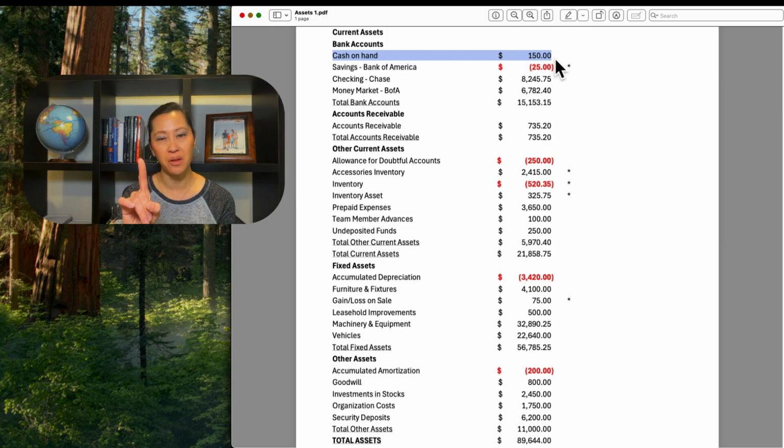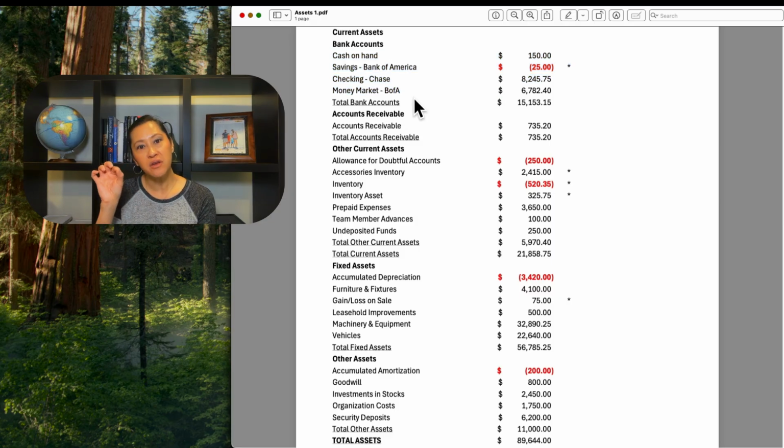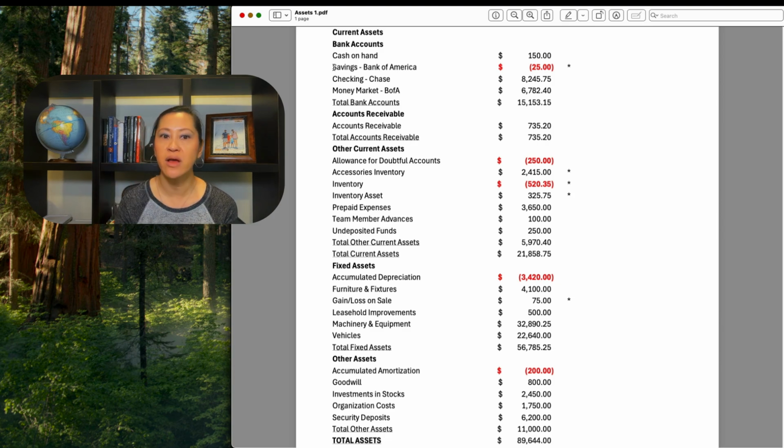Here's the golden rule. Bank accounts, including cash on hand, should never, ever be negative. If you see a negative number here, it's a red flag that something wasn't entered correctly. So, why do negative numbers sometimes show up in QuickBooks? Well, there are a couple of common scenarios. I'm sure there are more. But the first one is insufficient fund fees.